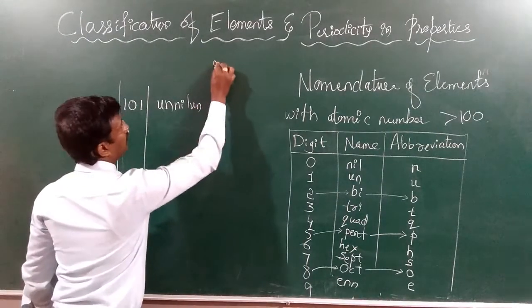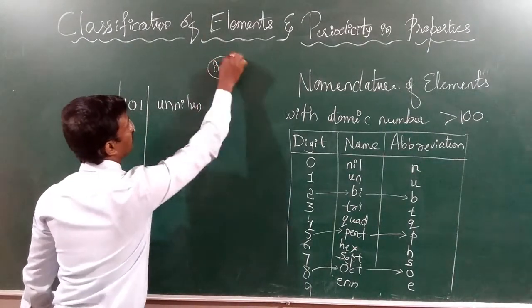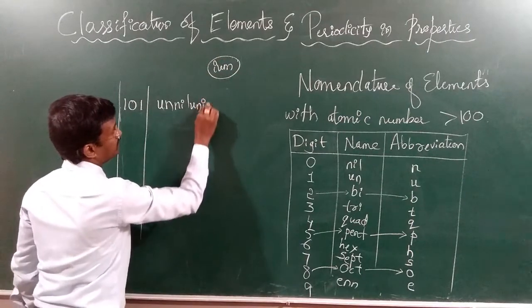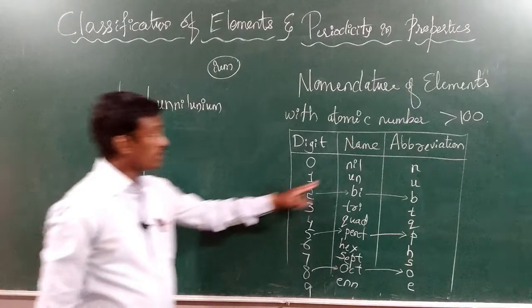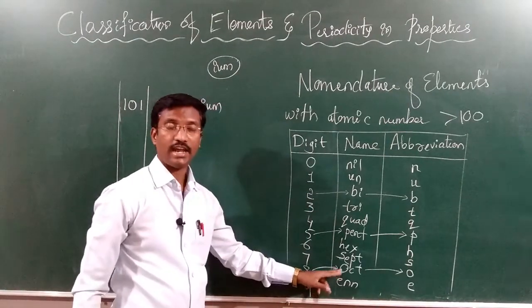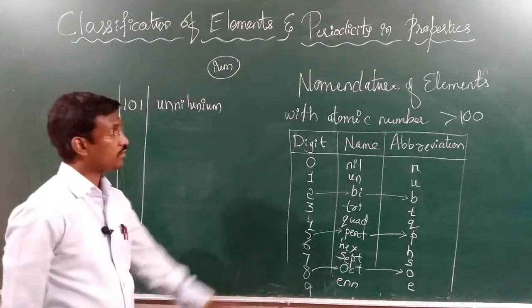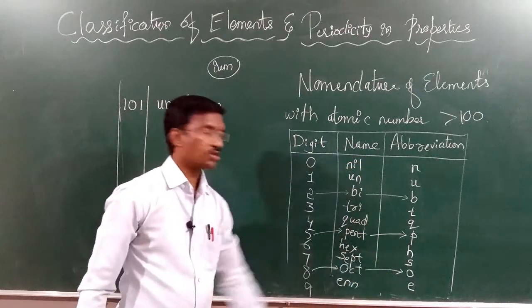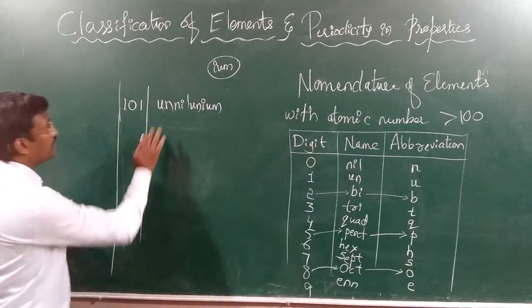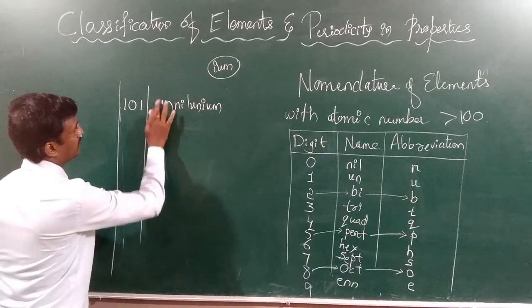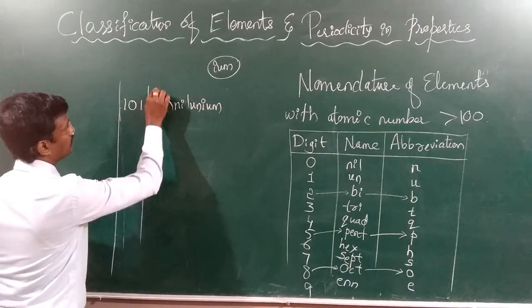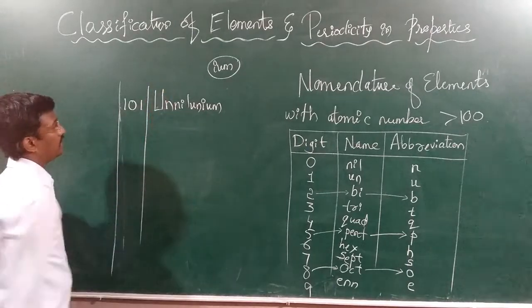IUM. For every element you have to end with this IUM. I have not used any capital letter here. Even the abbreviation I use as a small letter only. But while naming the full name, Un-nil-unium, at that time you have to use the first letter as a capital letter.